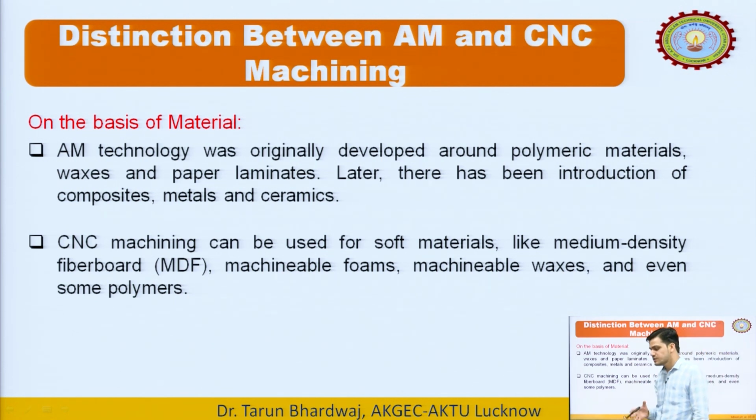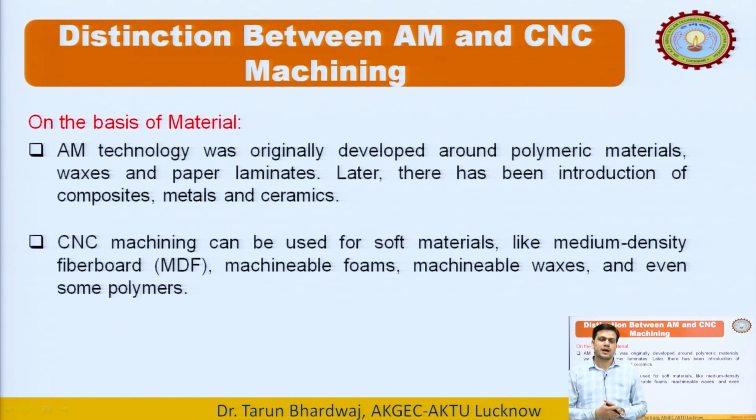Okay. Now we will see how they differ on different bases. The first one is the basis of material: how additive manufacturing and CNC differ if we take material as the base. AM technology was originally developed around polymeric materials, waxes and paper laminates. As I told you in the history, it originated first for the resins, then for polymers, then for papers, and later it was also developed for composites, metals and ceramics.